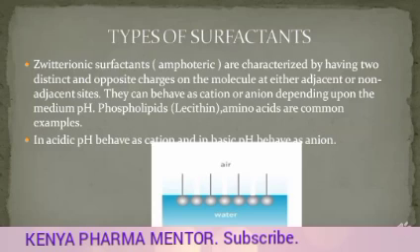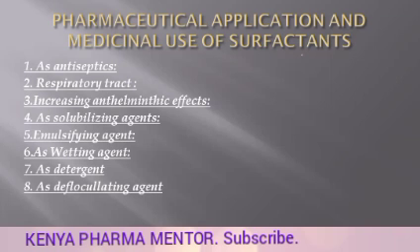And the last one is zwitterionic. These surfactants have both positive and negative charge, so that's why we call them zwitterionic. They are characterized by having two distinct and opposite charges on the molecule at either adjacent or non-adjacent sites. They can behave as cation or anion depending upon the medium pH. Examples are phospholipids, lecithin, and amino acids. In acidic pH, it behaves as a cation, meaning positive charge, and in basic pH, it behaves as an anion, negative charge.